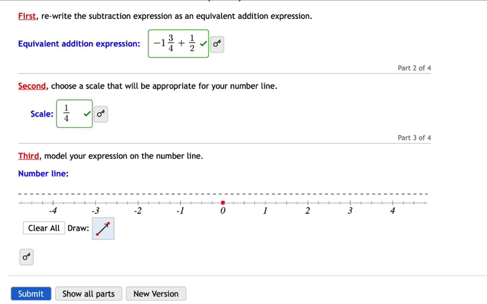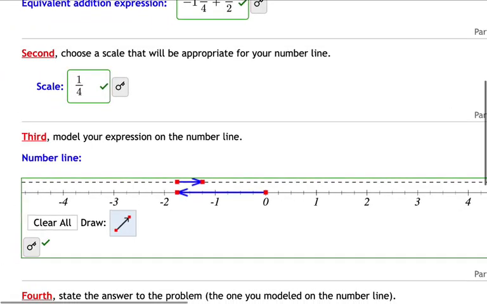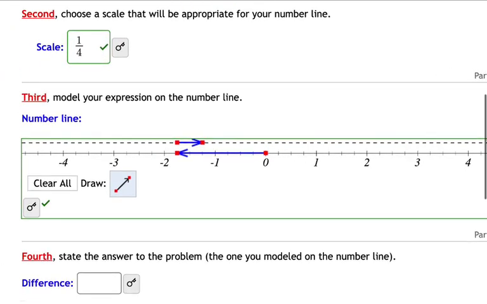So we start at 0. We go out to the first number, negative 1 3/4. We're adding to that positive 1/2, so we have to go in the direction of positive numbers, which is to the right, and we're going to go 1/2, which is the same thing as 2/4, and wherever we ended, that would be the answer to the problem. And you can see that it is at negative 1 and 1/4. So that is the answer to that problem.